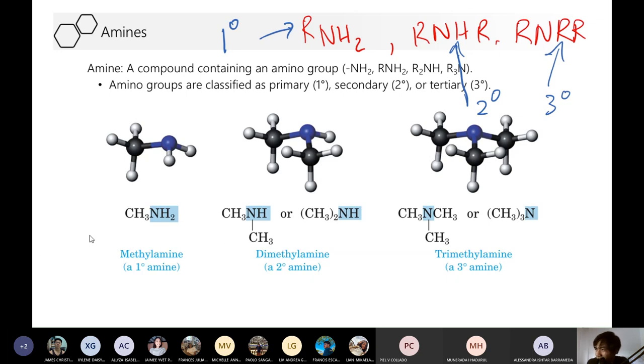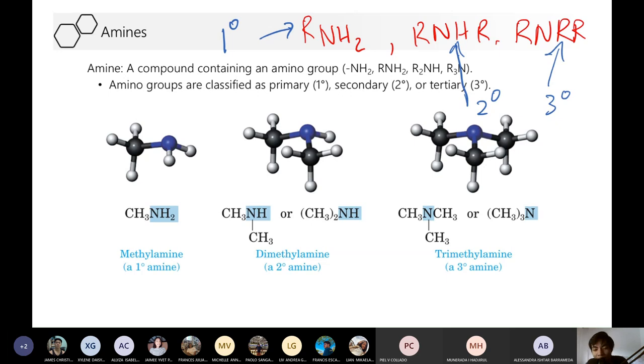So, let's look at these examples. We have methylamine. You can see may dalawang H sa nitrogen. So that's a primary amine. We have this one naman, dimethylamine. You can see nitrogen is connected to one hydrogen only. So that's a secondary amine. This one, we have nitrogen without hydrogens. Puro carbon yung nakadugtong sa kanya. So that's trimethylamine, or a tertiary amine. Primary, secondary, tertiary. Ayan naman, nakalagay na dyan. So practice na lang kayo.